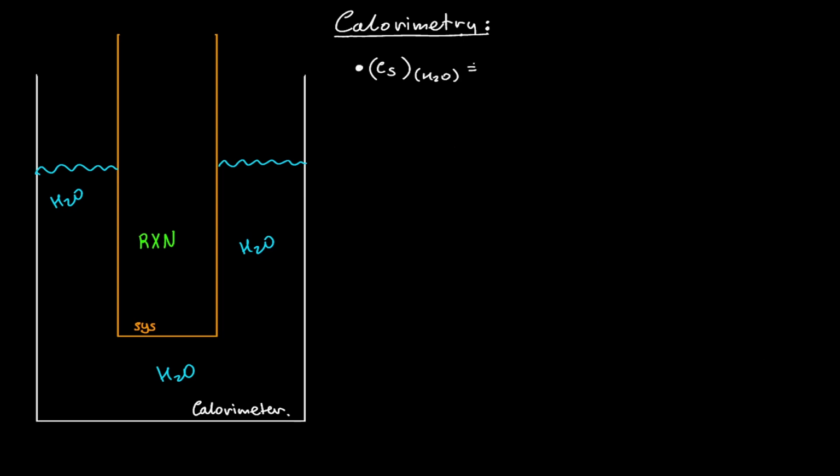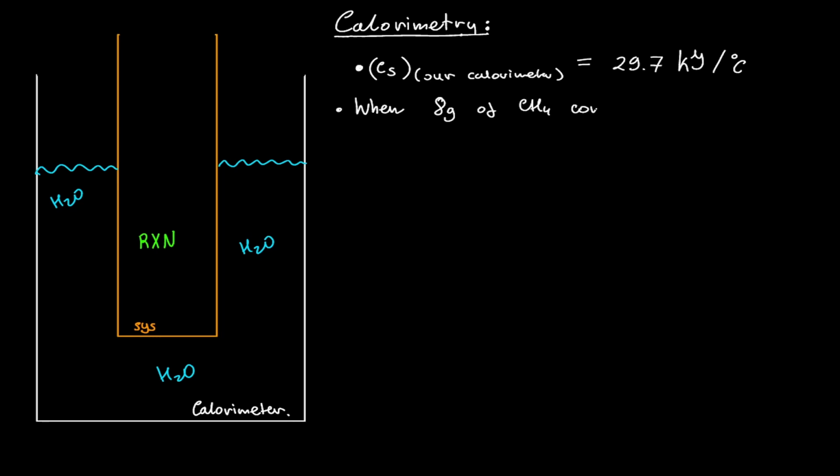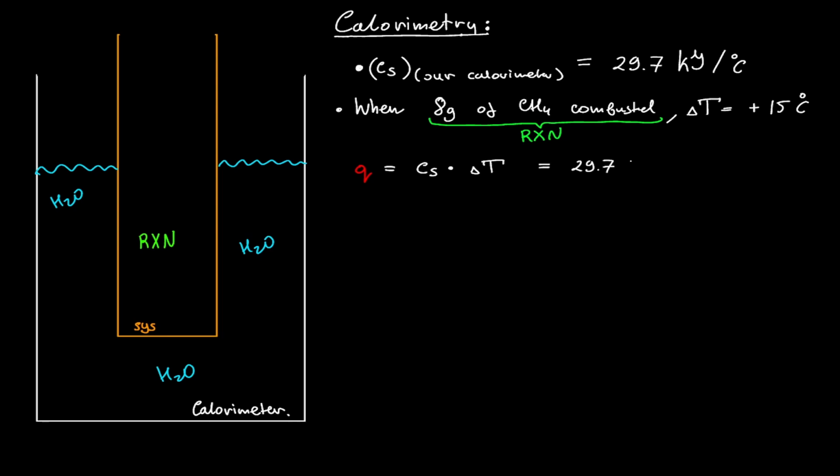Okay, let's say that we have calculated the Cs of our calorimeter. In this case, it's 29.7 kilojoules per degree Celsius. When 8 grams of methane combusted, the change in temperature was plus 15 Celsius. In this case, we got our delta Q of the calorimeter.